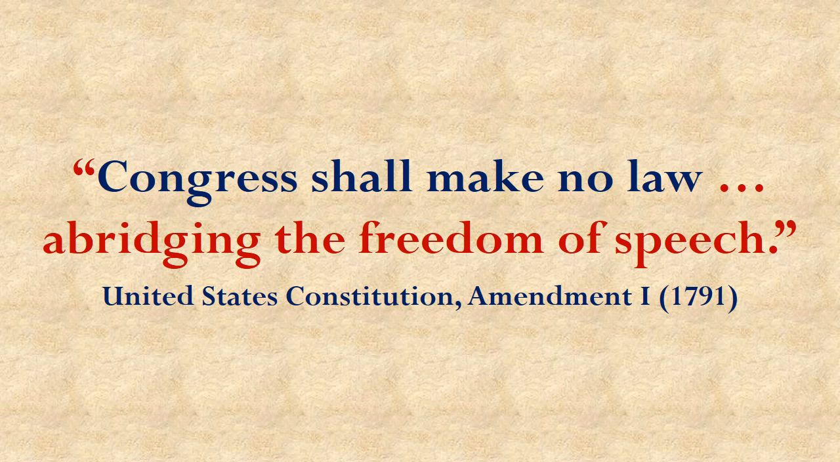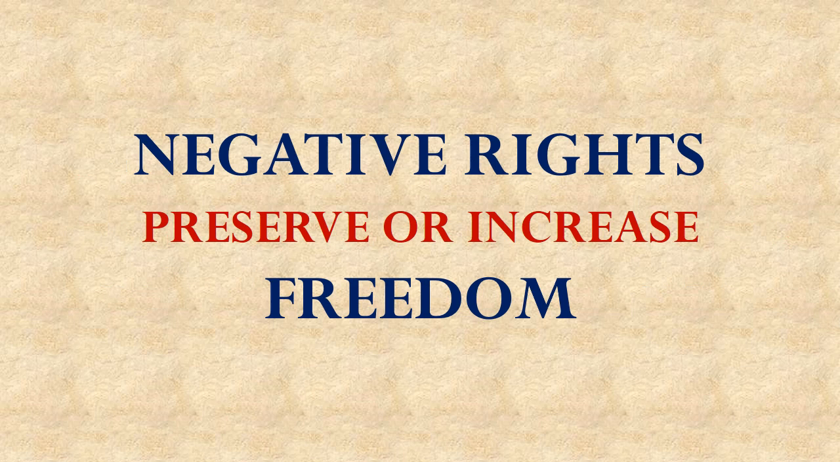So in this situation, the government lacks power while the individual holds the power. So we're going to call this an individual right, and we're going to say that the government has no power. It's a negative right because it's telling us what the government can't do. That is the traditional view of rights in the United States of America. They are negative rights. Negative rights preserve or increase freedom. They keep the government out of our lives and let us decide for ourselves what we're going to do in a particular area.